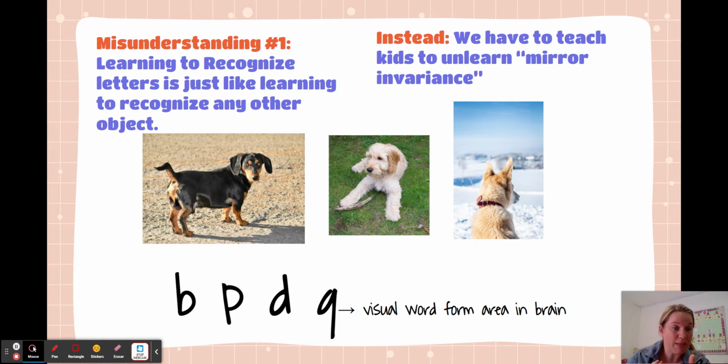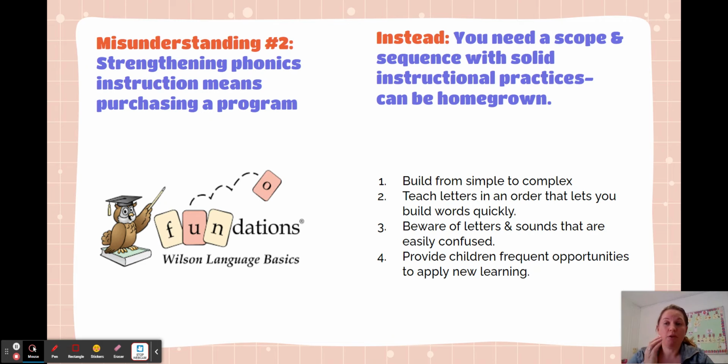That's why, if you see kids that are flipping letters when they're writing them, or writing backwards or different things like that, they're still working on unlearning this mirror invariance. We tend to jump to, oh, they have dyslexia because they're writing letters backwards. And of course that could be, but another possibility is that they just have to learn how to unlearn that mirror invariance.